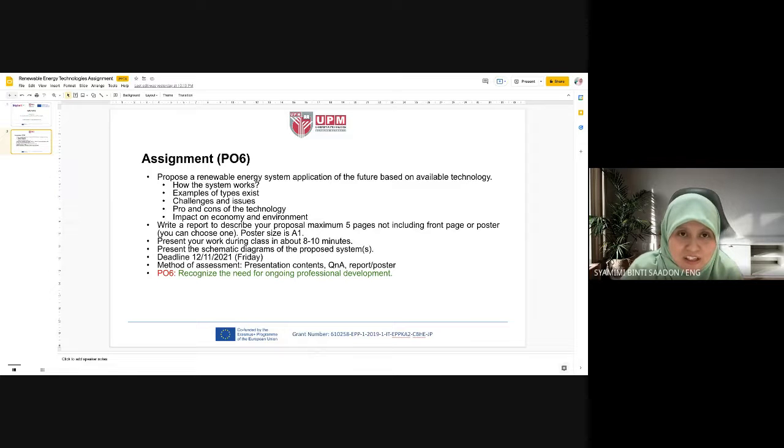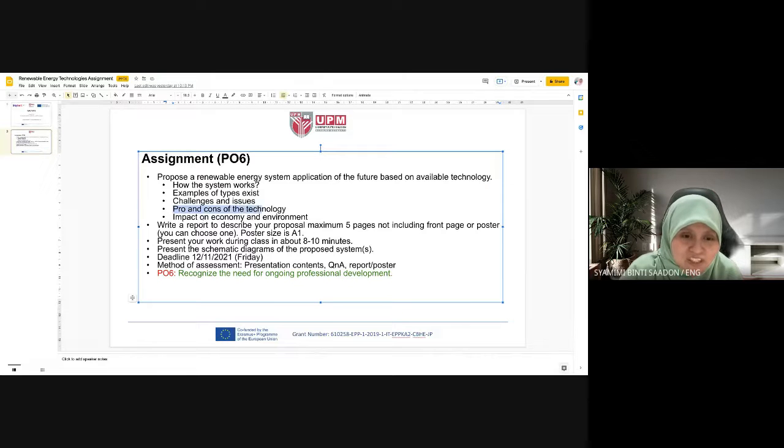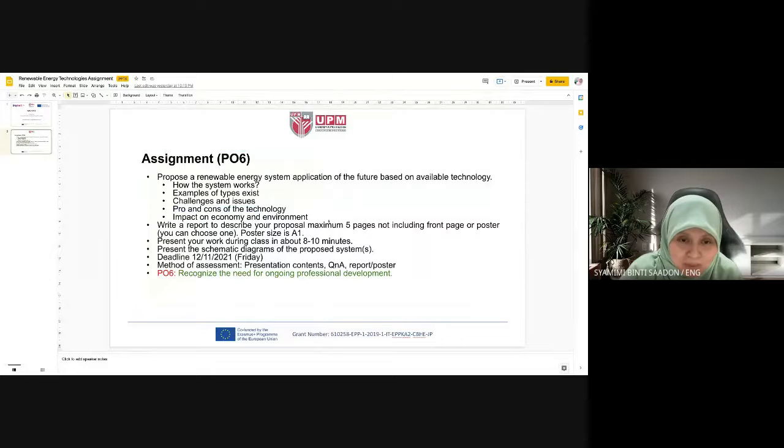So just try to look at them, search about these different types. Even wind energy, we have different types of wind turbine. Try to look at that, and what are their functions, just a very simple function difference, okay? And what are their challenges, issues, pros and cons of this technology, whether solar energy, wind energy, geothermal or biomass, bioenergy. Pros and cons of the technology, challenges, issues, and impact on the economy and environment, right?